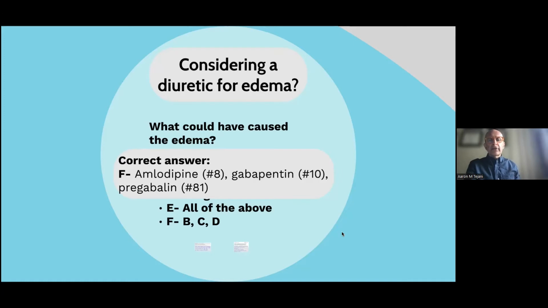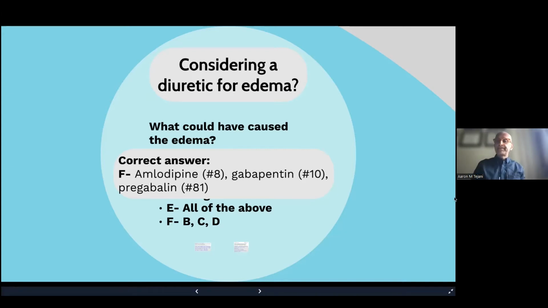And the numbers in parentheses that you'll note beside each drug is the ranking of that drug in terms of how common it is in terms of being prescribed in BC. So amlodipine is the number 8 most prescribed drug in BC, which to me is a surprise. Gabapentin, number 10, which is not a surprise, and pregabalin, number 81.